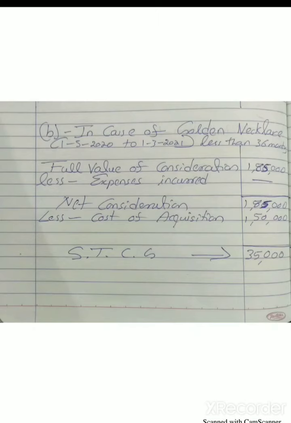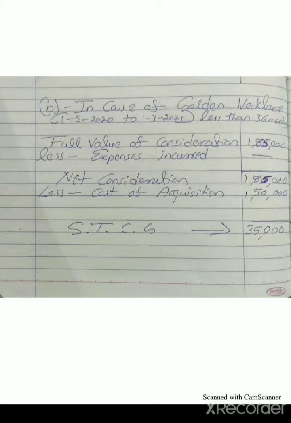Next case, he purchased a golden necklace. Golden necklace is a non-financial asset. It was held for 24 months, less than 36 months. So it is a short-term capital asset, resulting in short-term capital gain. The necklace was sold for 1,85,000. There are no expenses incurred in this case. Net consideration is 1,85,000 itself, less cost of acquisition 1,50,000. I already told you cost of acquisition means purchase cost. So short-term capital gain is 35,000.